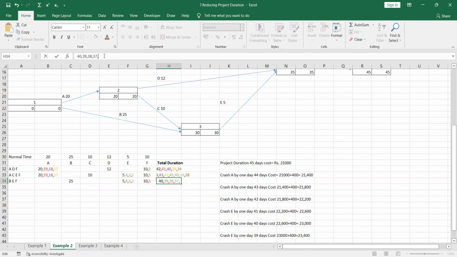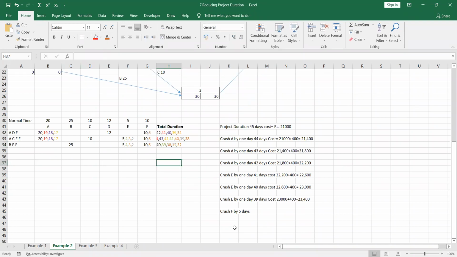37 minus 5 means 32. So when we crash activity F by 5 days, what is the critical path? 34, 38, 32. So the critical path is still what? Sorry, I did not reduce it by 5, no? 39 minus 5 means it should be 34, right? So we are having 34, 34, 32.